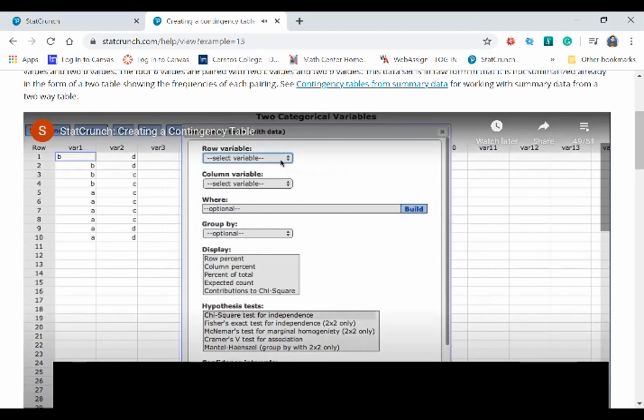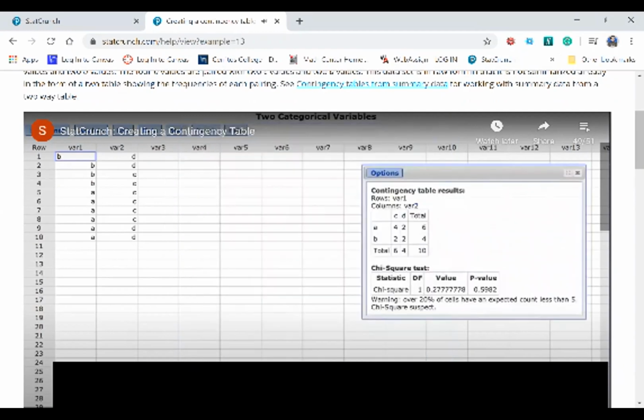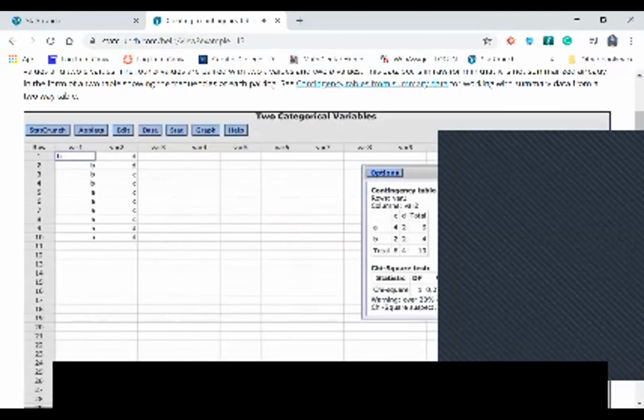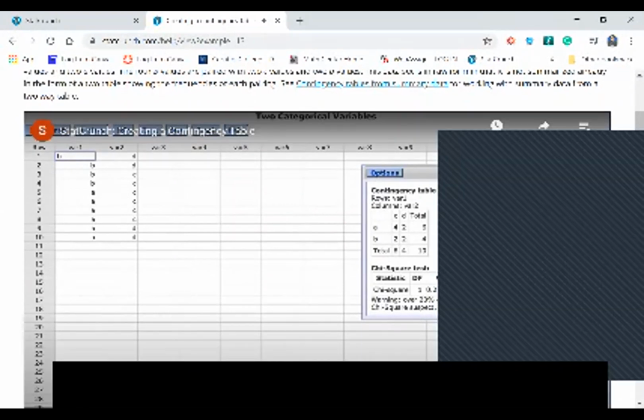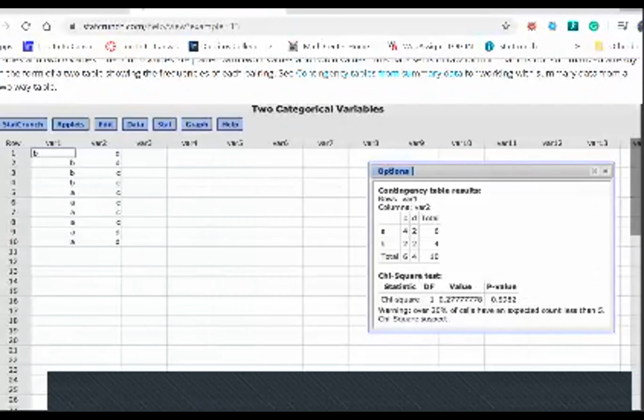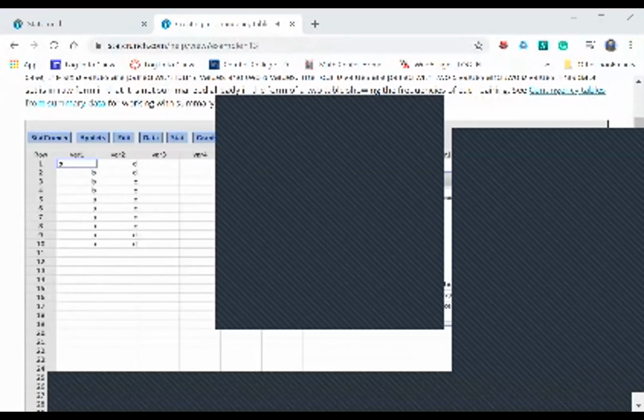Okay, so I'll select row variable as var 1 and my column variable as var 2, and click compute. The resulting contingency table shows the individual unique values for each column in the first row and the first column of the table. The remaining cells show the frequency for each variable pairing, as well as the row-wise totals, column-wise totals, and the total number of pairs.